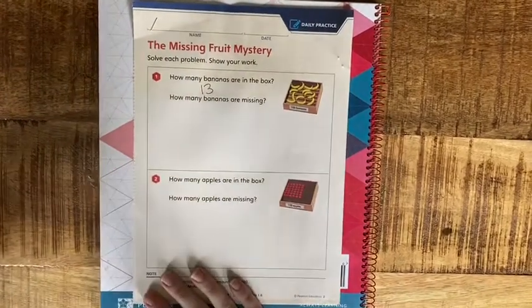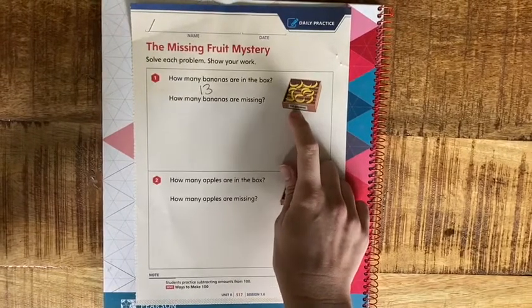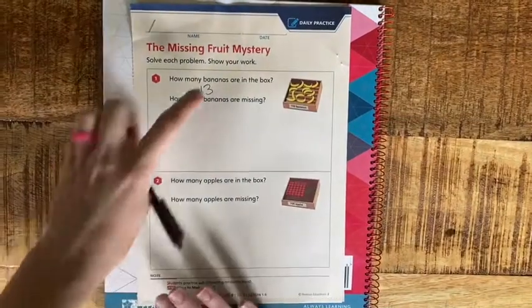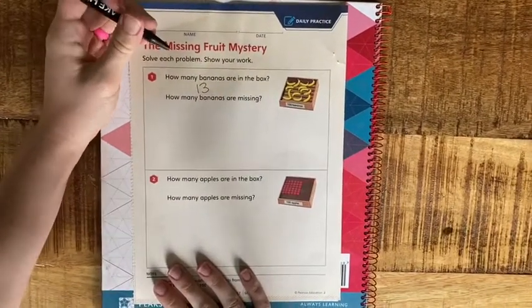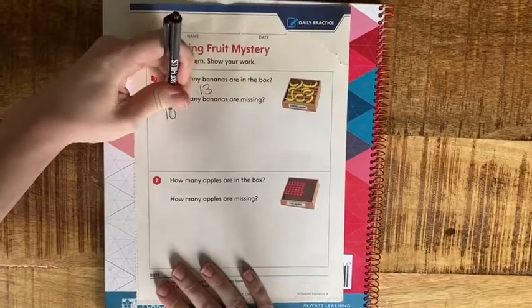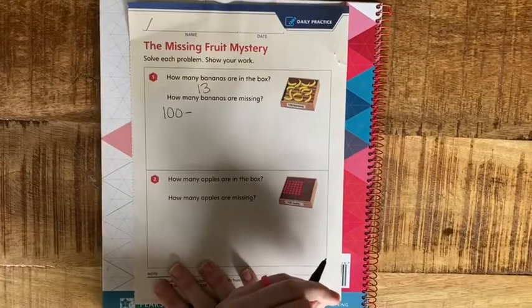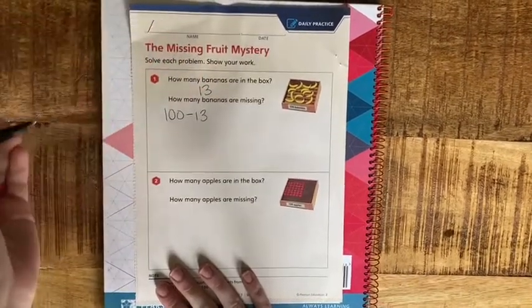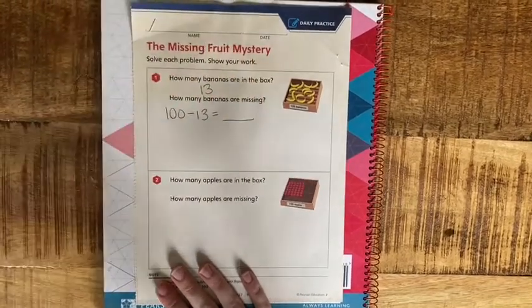How many bananas are missing? Well, we have 100 bananas. It's hard to see on here. It says 100 bananas, but we only have 13. So we're missing some. So I am going to start with 100, and we're going to take away the 13 to see what we're missing, to see what we don't have. See how many we should add back. So that's going to be blank.